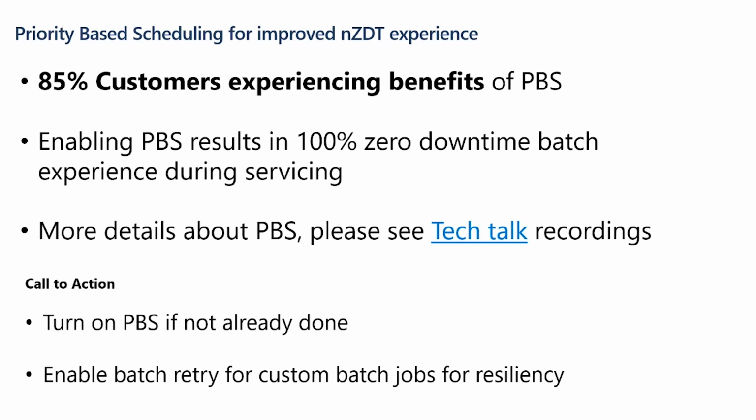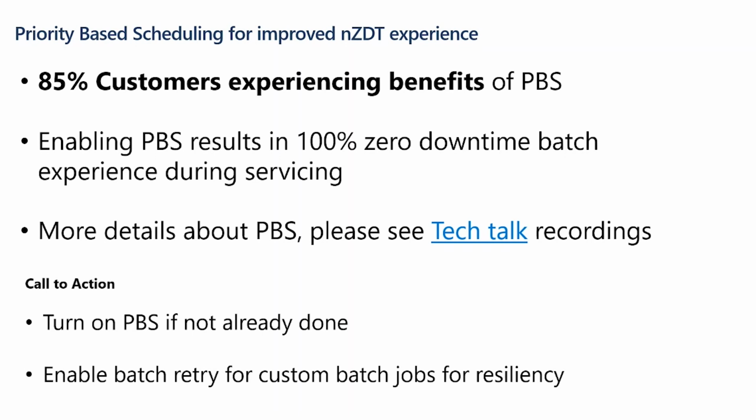And call to action, I would highly recommend to turn on this PBS. This is really going to help you see the near-zero downtime experience, whatever the servicings are performed. And if your jobs are not set as retriable, we highly recommend to set that, so that if for any reason the jobs fail, they are automatically retried after servers are back from the servicing.